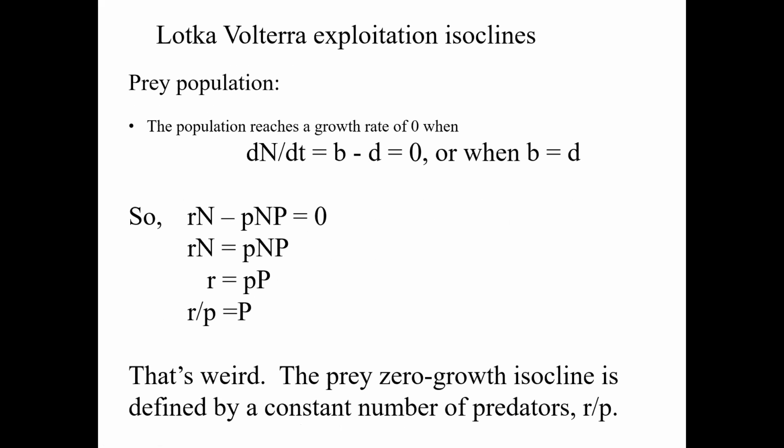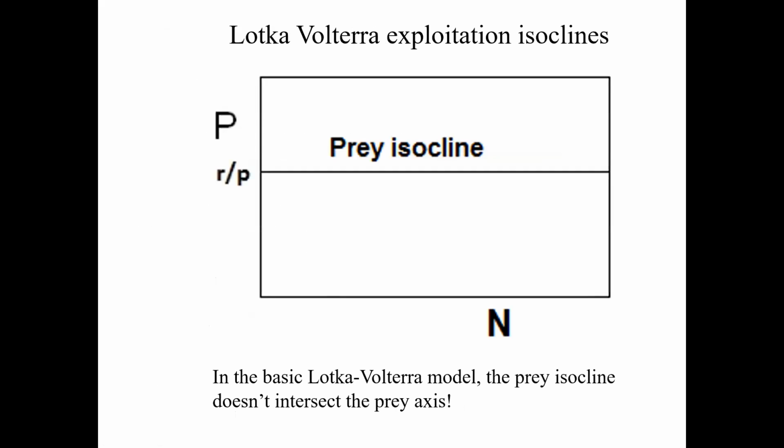And what that does is allow us to calculate what the isocline should be. And the isoclines, where these numbers equal 0, or births equal deaths, are found at constant values, which is crazy. The constant value of the prey isocline is actually found by solving this equation. N cancels out here, so you're left with r equals p times the number of predators. And so the prey reach 0 growth when the number of predators equals this constant, which is totally strange. But that's what it looks like.